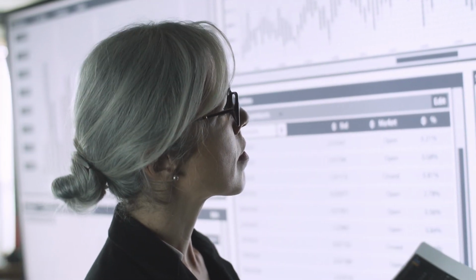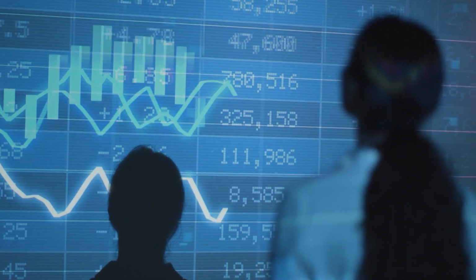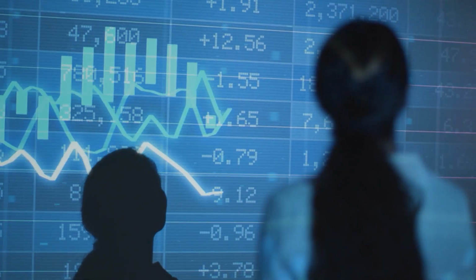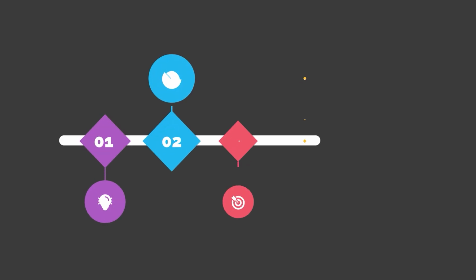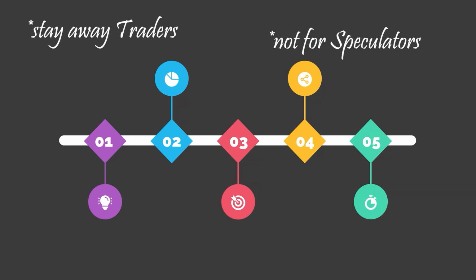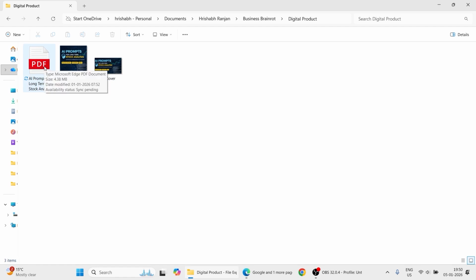AI is not designed to predict stock prices or tell you what to buy next. What it is very good at is helping you analyze businesses, surface risks, and structure your thinking if you use it correctly. In this video, I'm going to show you exactly how to use AI to analyze and pick long-term stocks the right way using a simple 5-rule framework. This is built specifically for long-term investors, not traders, not speculators, and not people chasing the next hot stock. And at the end of the video, I'll show you a ready-made system that puts all of this into action.